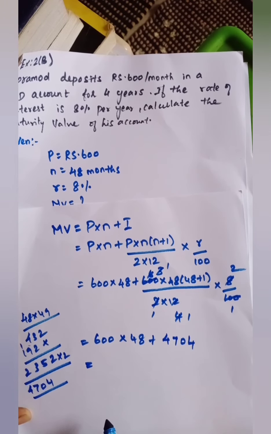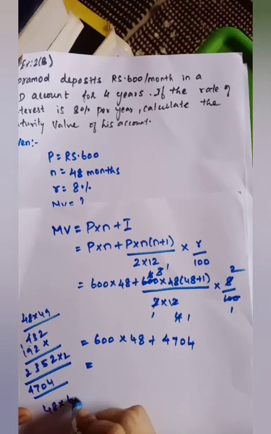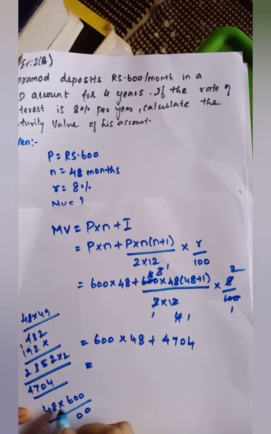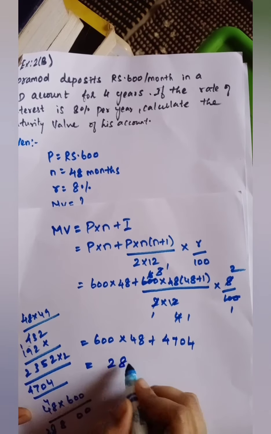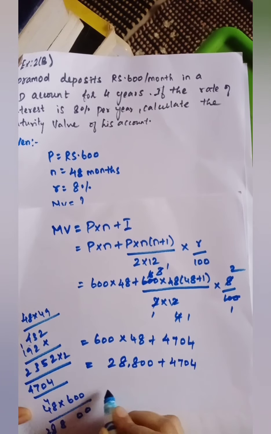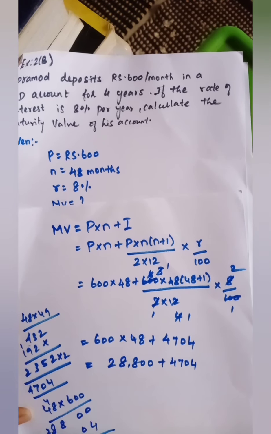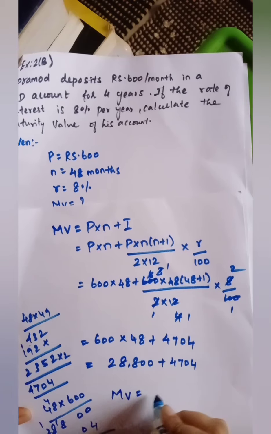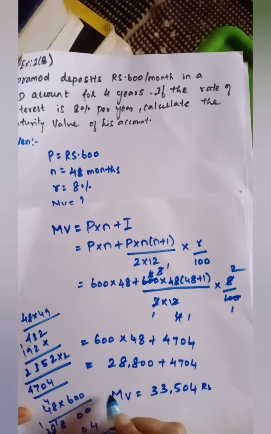Therefore 600 into 48: 6 eights are 48, 6 fours are 24, so 28,800, plus 4704. Therefore the maturity value will be 33,504 rupees.